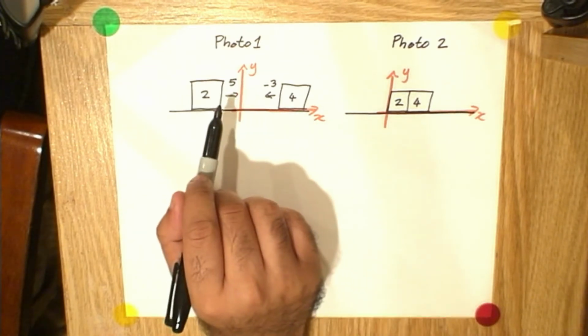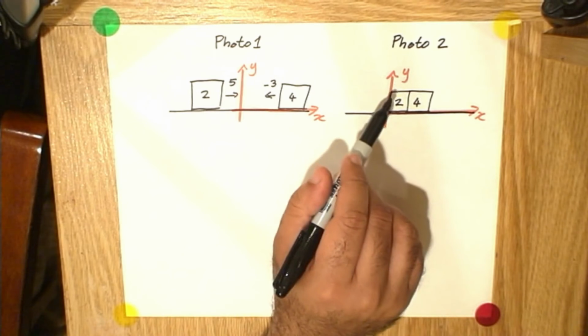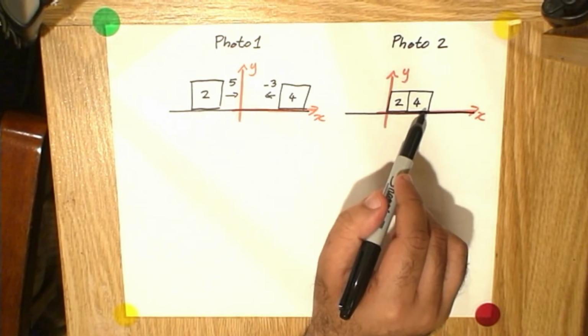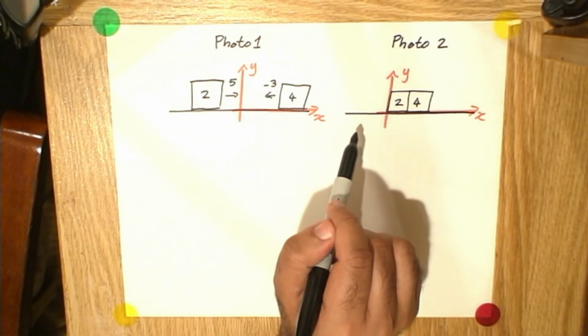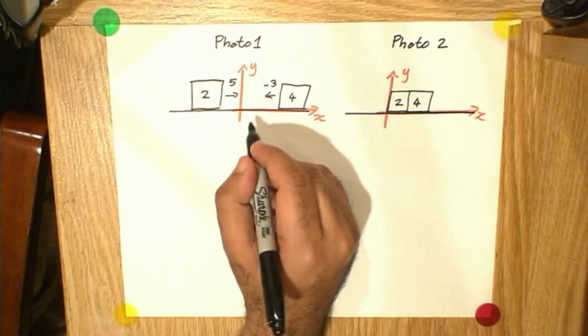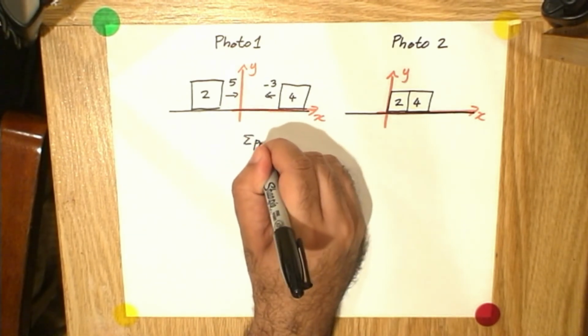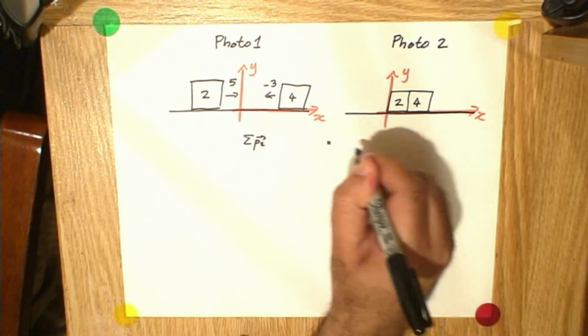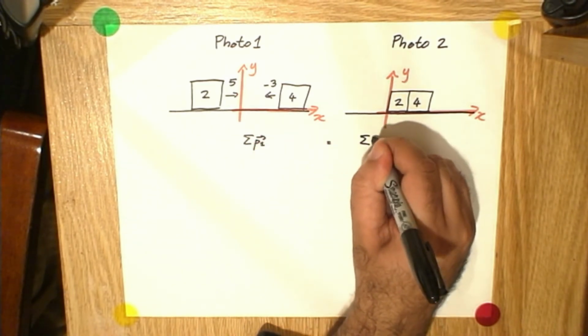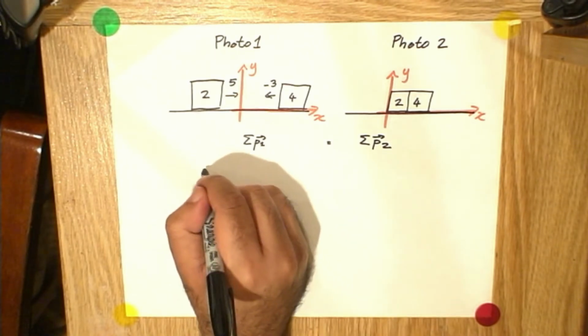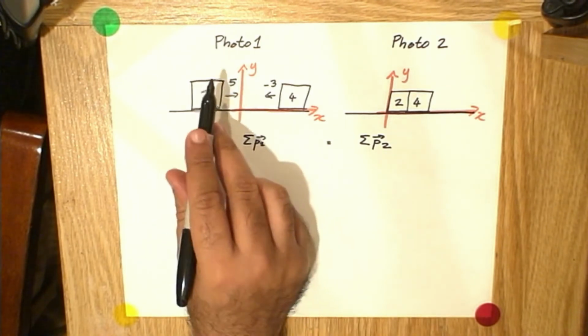Now that we have all of this information, let us find out what this final velocity is going to be by applying conservation of momentum. The total momentum in photo 1 equals the total momentum in photo 2. So, how do we find the total momentum in photo 1?